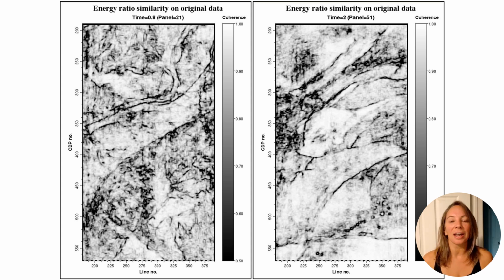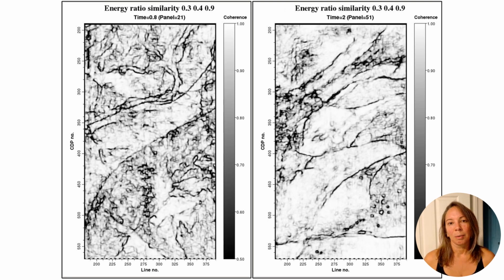So here we're looking at the same data set, the energy ratio similarity at 2 different depths on the original data. And so we can see channels and we can see some faults throughout. When we look at it after running SOF, you can notice that the noise is removed and the edges of the channels and the faults are much clearer. So it's easier for us to interpret what we're seeing with confidence.